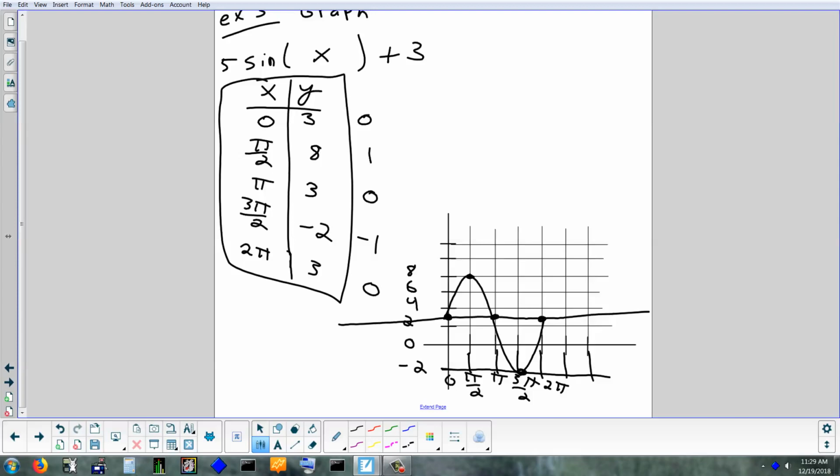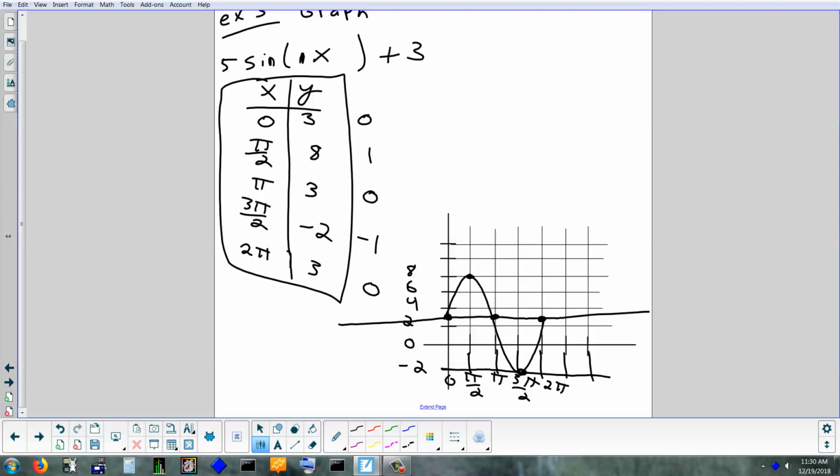Okay. What about the period? What's the period of that one? Well, did we do a period change? We did not. So what's the normal period if you don't change it? 2 pi. Yep. So the period of that is 2 pi. Remember, the formula to find it is 2 pi divided by b, where b is the number in front of x. In this case, it's a 1. Any questions on that?